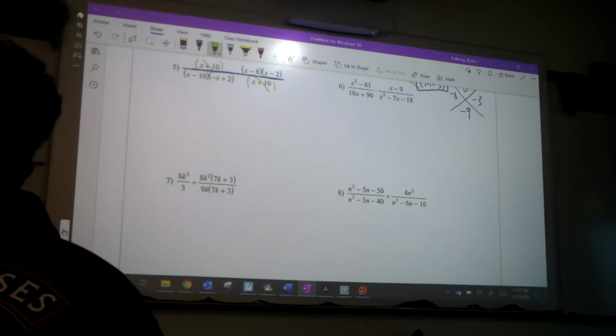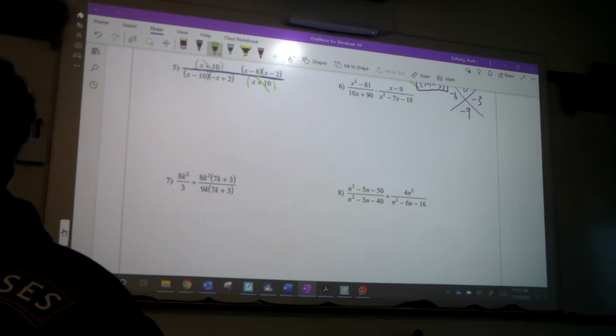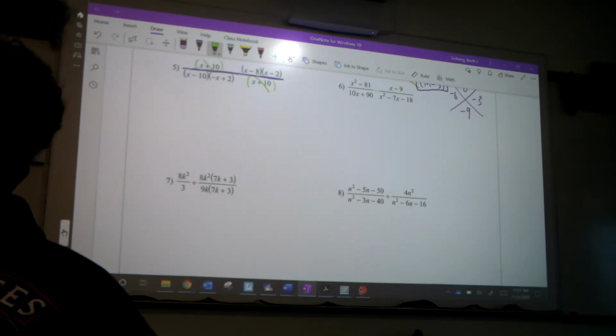What would happen if I factored out a negative? So I'm dividing these by a negative. Well, that would turn the negative to a positive and the positive to the negative. So now, are they the same?